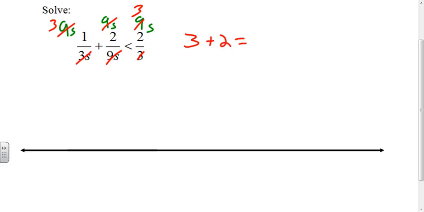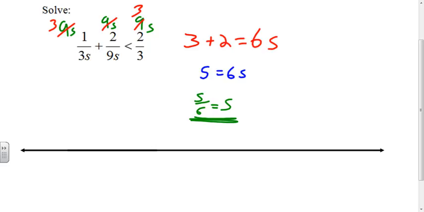We're going to change it to an equal sign. Instead of leaving that less than, we'll change it to equals and say equals 6s. Now, 3 plus 2 is 5 equals 6s. Solving for s then, 5/6 equals s. So 5/6 is our first critical point. Now, looking back at this equation, what values of s would make it 0 in the denominator? Well, there's only one. That's where s equals 0. So 0 is our other critical point.